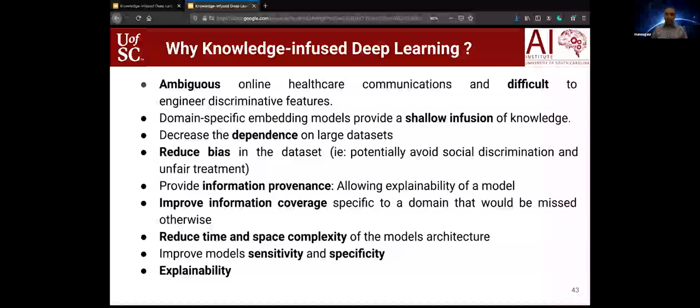So there will be information provenance, meaning when you get an output, you should be able to track down to the place where the output has been derived by the deep learning model. You want to have information coverage. And in all this process, you are trying to reduce the time and space complexity of the model architecture. This is still work in progress. Right now, if you add knowledge, it's kind of an add-on information to the processing of your models, so the turnaround time leans towards the higher side. It's still an unexplored area how to reduce time and complexity when you do knowledge infusion. But the gains are improving sensitivity and specificity, leading to explainability of your architecture.